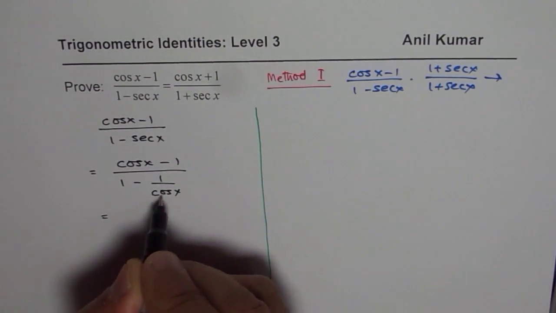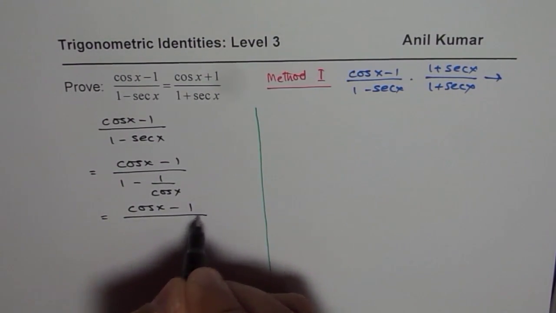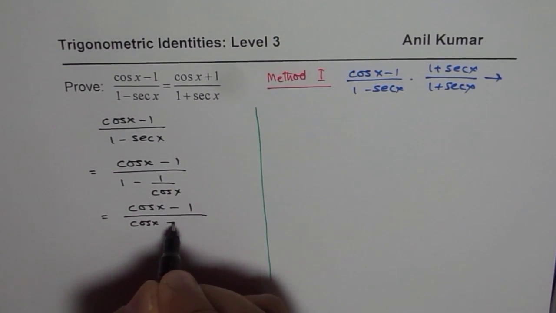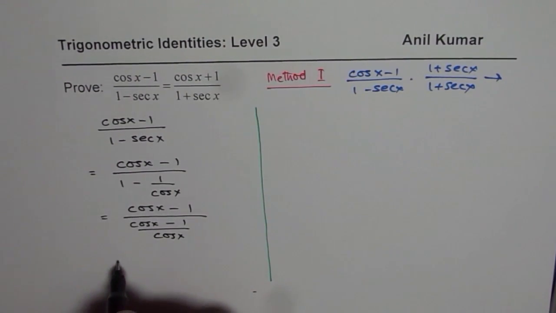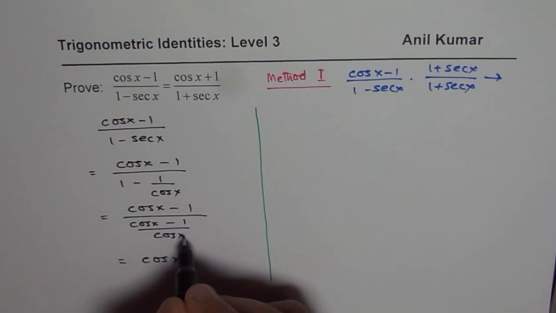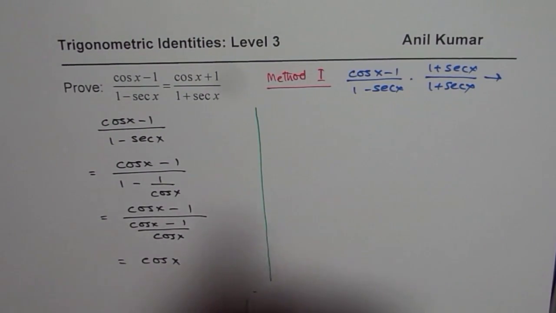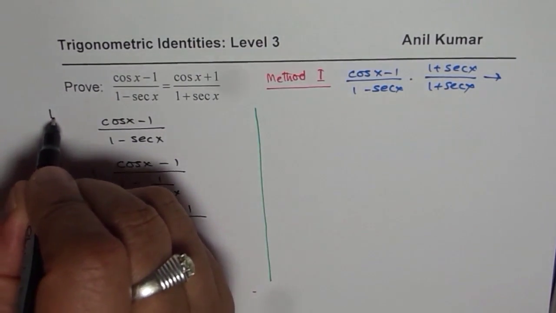Now, we can take cos x common, so we get (cos x − 1) divided by (cos x − 1)/cos x, which equals cos x, right? So they cancel out and you get cos x. Similarly, if you do the right side, so this was the left side for us.